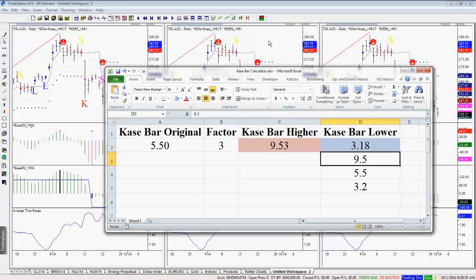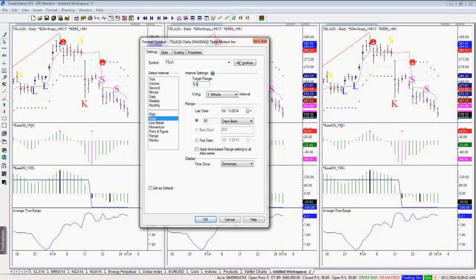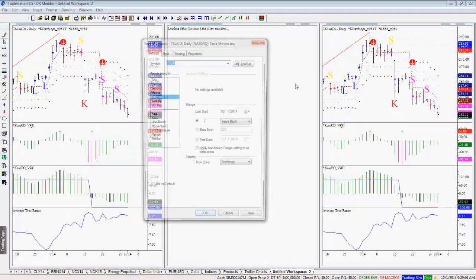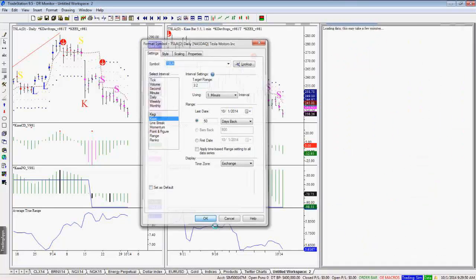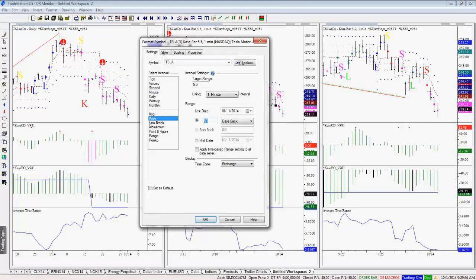Okay. So now I'm going to go to the 5.5 format symbol. We're going to go to the case bar. We're going to use a 5.5 point case bar. And then we're going to use a 3.2 case bar. All right. So now we need a little bit more data here. Let's go 100 days back.